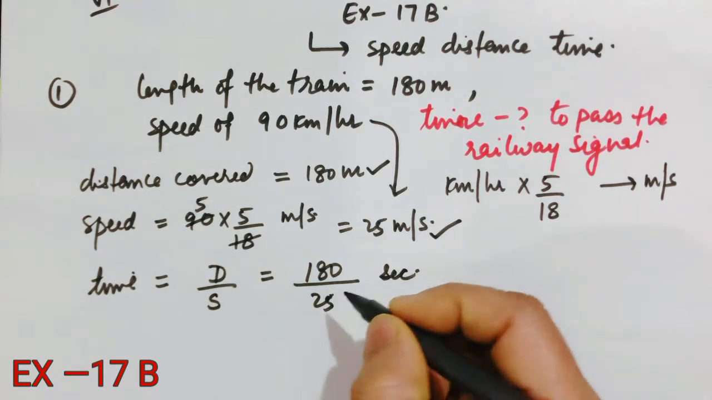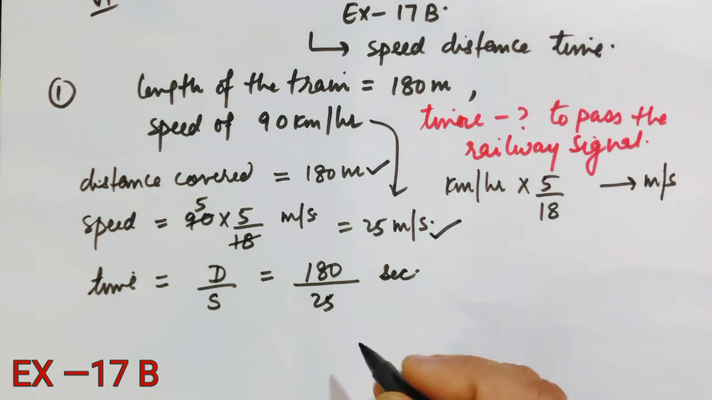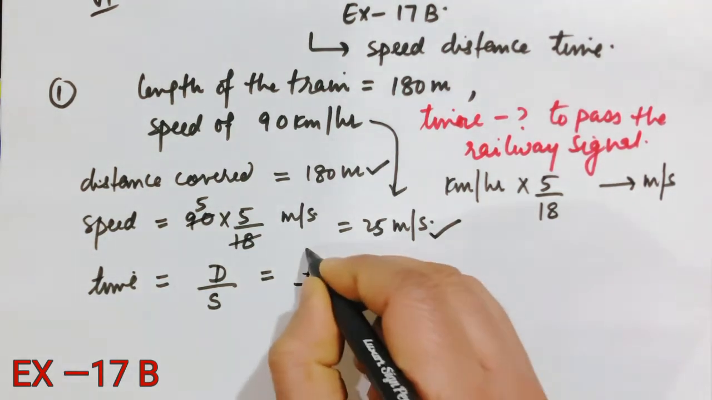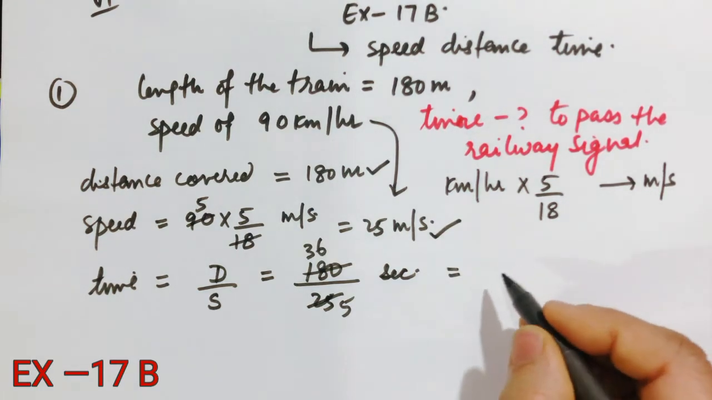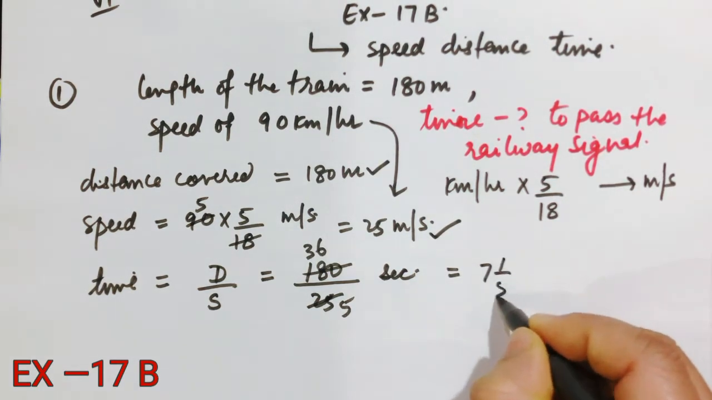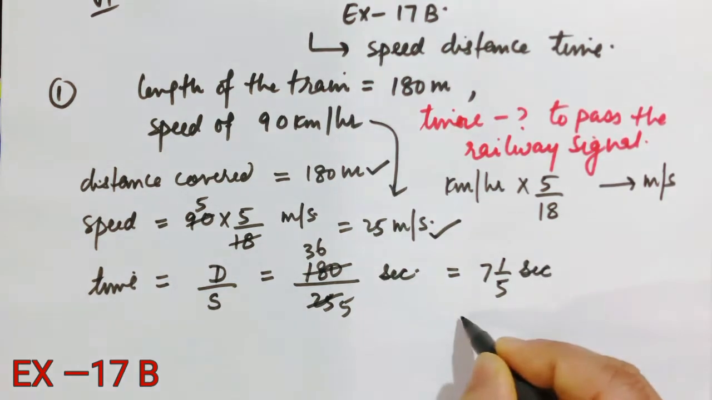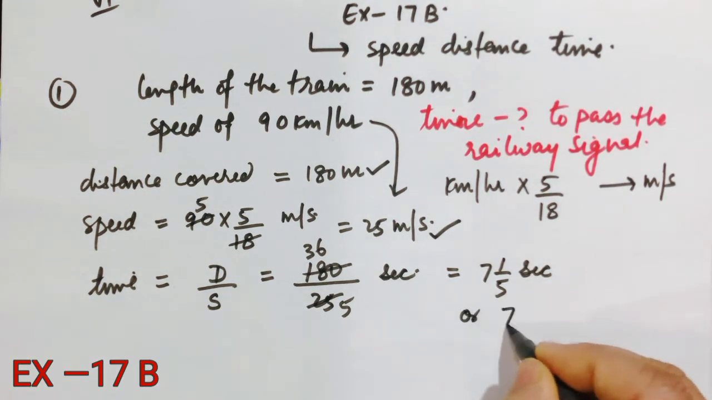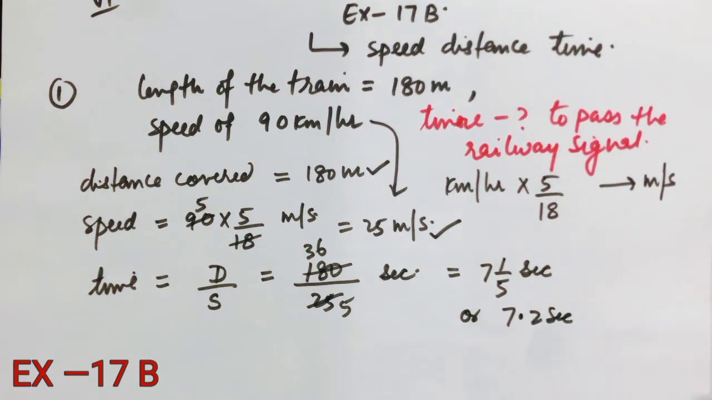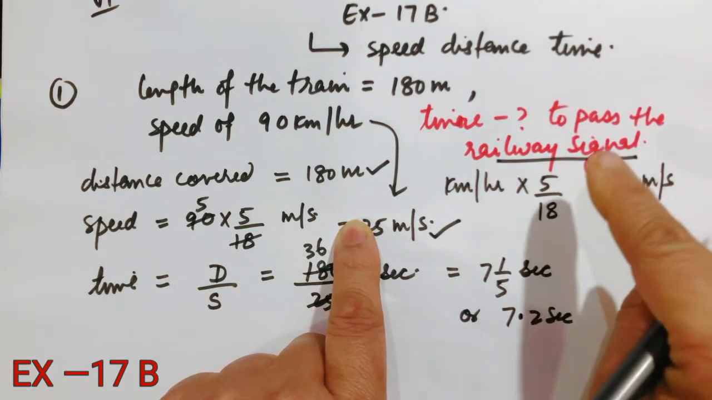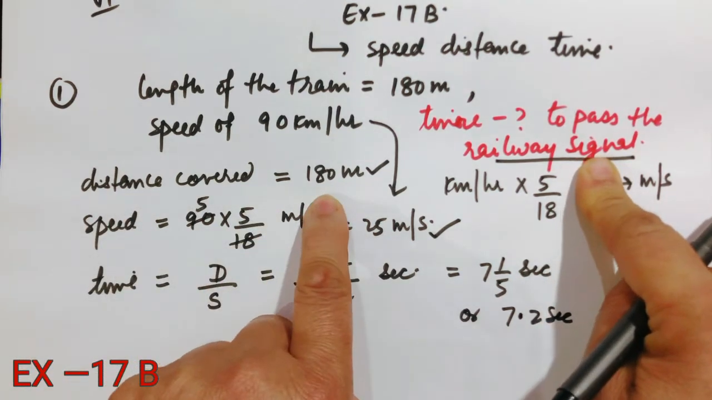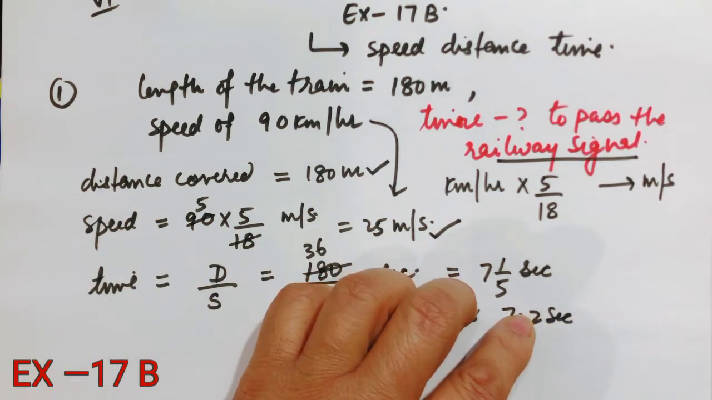So let us now calculate. When you calculate this, what will you get? You will get 36/5, which is equal to 7 1/5 seconds, or you can say 7.2 seconds. Any issue? No problem? Okay, so remember that when a train passes a railway signal, the train will cover its own length. Work finished. Okay, let us move ahead.